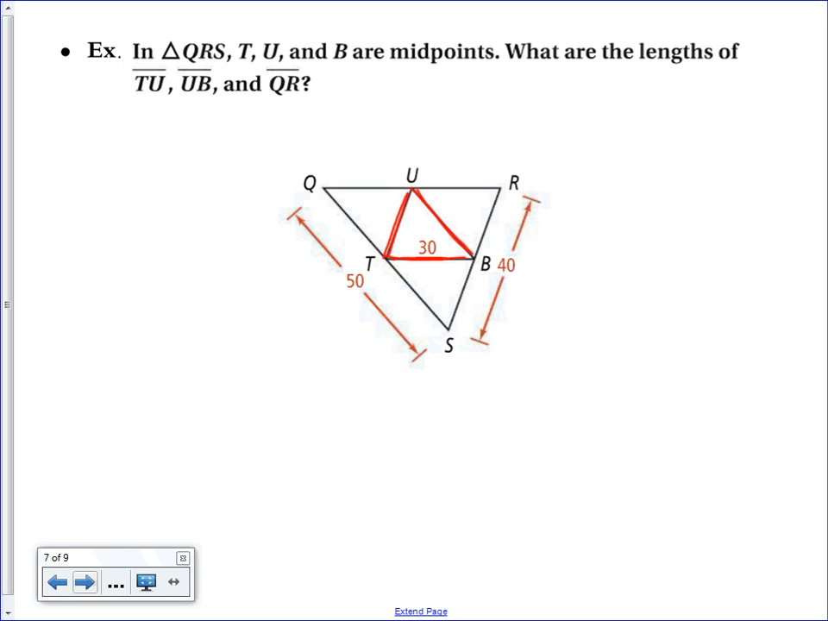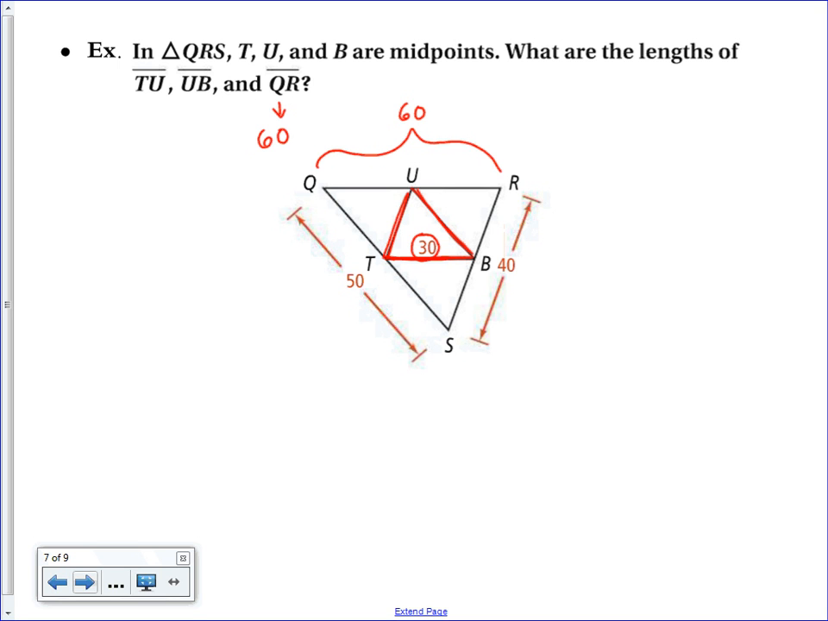The first thing I see is that I'm given the length of TB, since I was already inside the triangle looking at these midsegments. I see that the length of TB is 30, and that means that the side of the outer triangle that's parallel to that one must be double that because of the relationship that we just discovered using the distance formula. So this right here must be double 30, which of course is 60. And now I found the length of QR, which was one of the 3 things it wanted us to find. So the length of QR is 60.